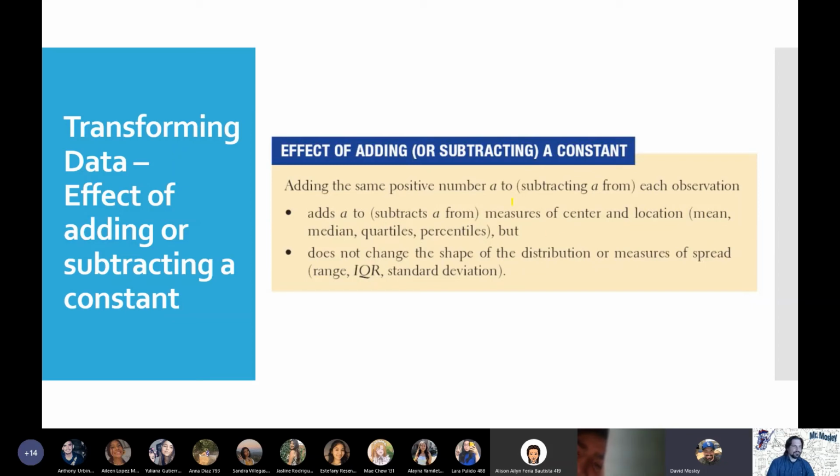Right? So we have the measures of center and location. Those will change. Will stay the same. I'm sorry, change. I can't speak this morning. But shape and measures of spread will stay the same. Right, and that's for adding or subtracting a number from our data set, essentially, if we shift things left or right.